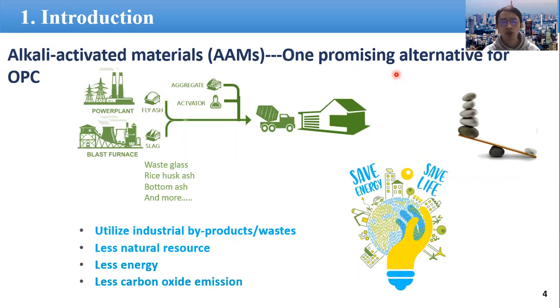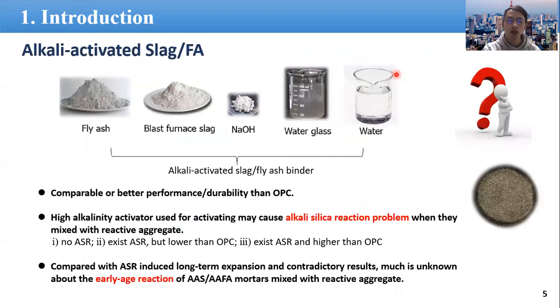Among them, alkali-activated materials (AAM) are one of the promising alternatives for OPC, as they can utilize industry byproducts or waste, and need less natural resources and less energy, and emit less carbon dioxide during production. Since slag and fly ash are the most commonly used materials for AAM, these two materials are chosen for this research.